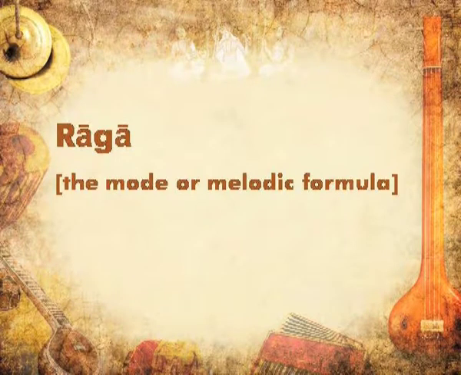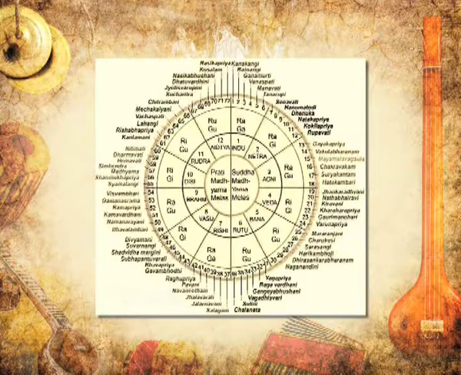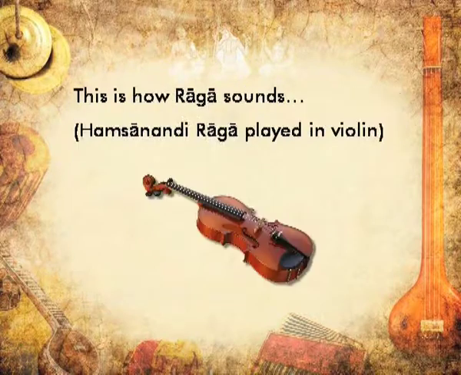Raga, the mode or melodic formula. Raga is defined as a pattern of notes possessing distinguishing rhythms, intervals and embellishments which are used as a foundation for improvisation or compositions. Raga literally creates passion or rasa. Every raga is aesthetic and has a tonal personality and is capable of being recognized by a trained ear.